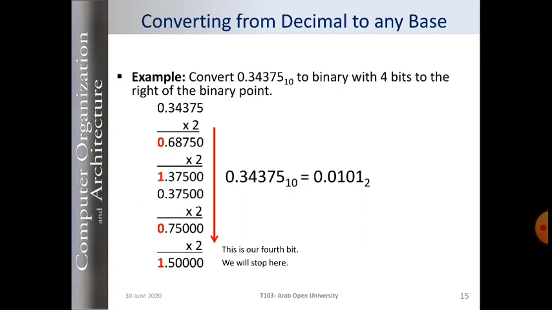We multiply the fractional part by 2. The result is 1.37500. The integer part is 1. Take it as an output. The remainder is 0.37500, multiplied by 2. The result is 0.75000. Take the 0 as an output. Multiply by 2. The result is 1.5. Take the 1 as an output. Done, because we reached the 4 digits as required by the question.